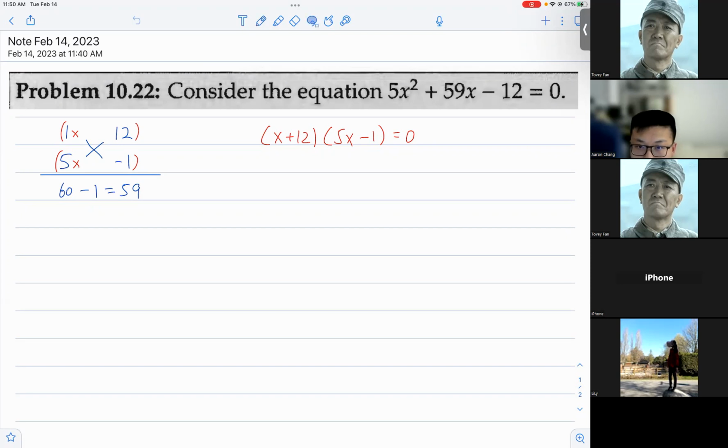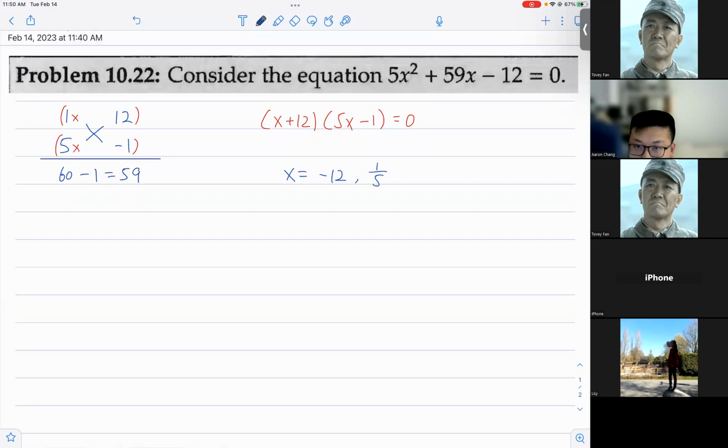Yeah, but anyway, so we have two factors. So everyone remember each factor being 0, right? So the first solution is x is -12. And the second solution is, well, 5x minus 1 is 0. So 1/5, right? Okay, so these are the two roots.